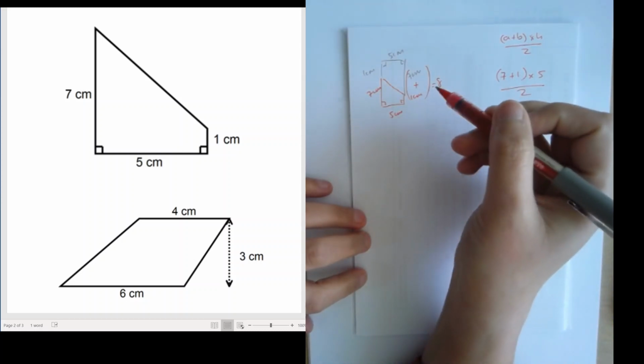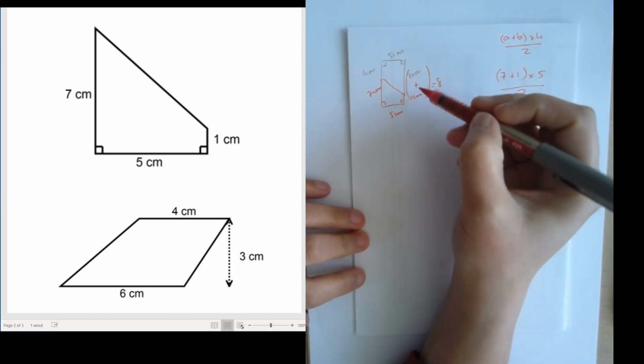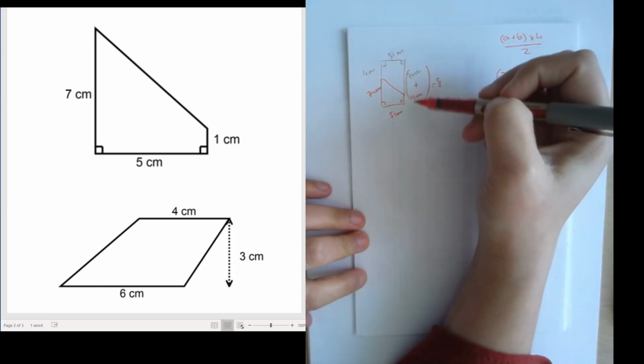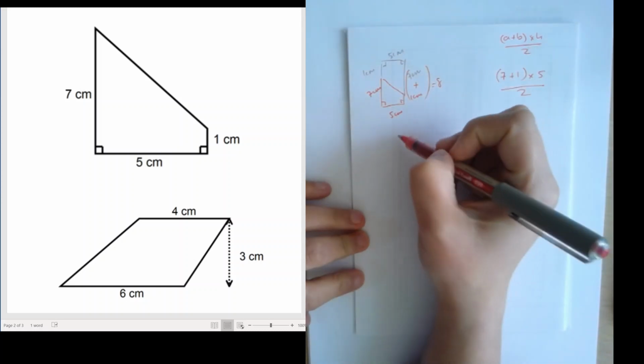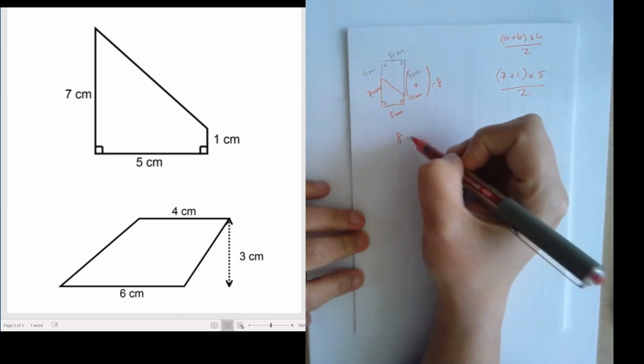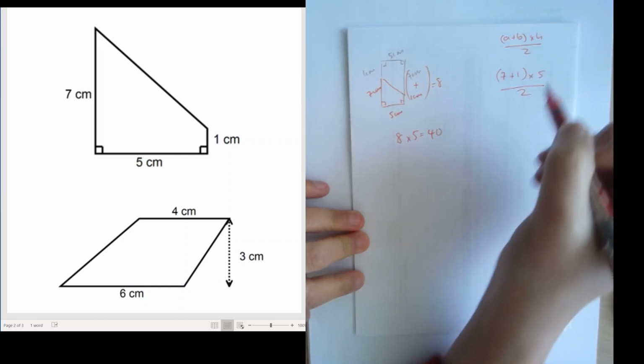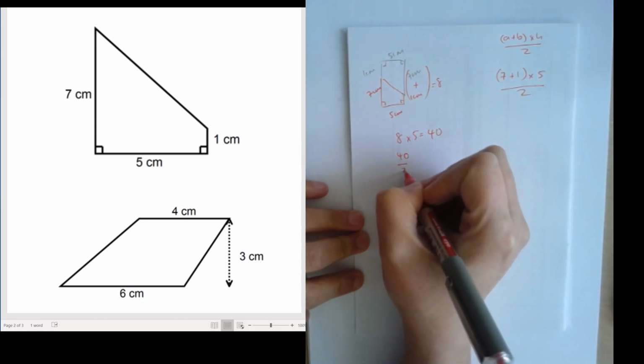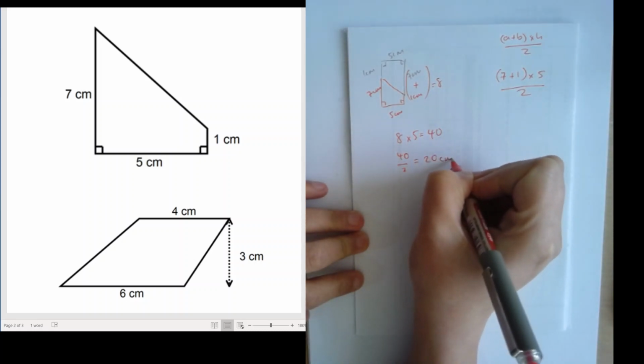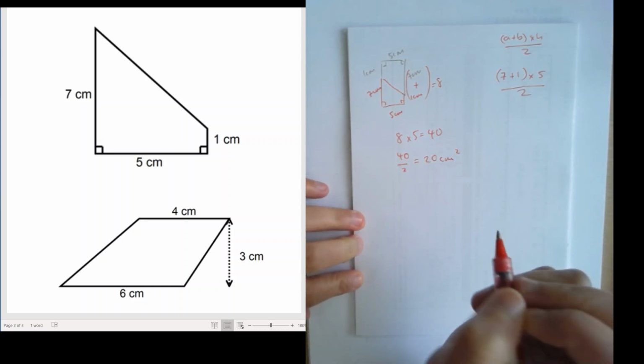Or if you're thinking about it in a little bit more of a logical fashion, then I would say the entire height of this would be 8. So then I'm going to say 8 times the perpendicular, which is 5, which gives me 40. But I don't want the whole rectangle, I only want half of it. So I'm going to say 40 divided by 2 is 20 centimeters squared.